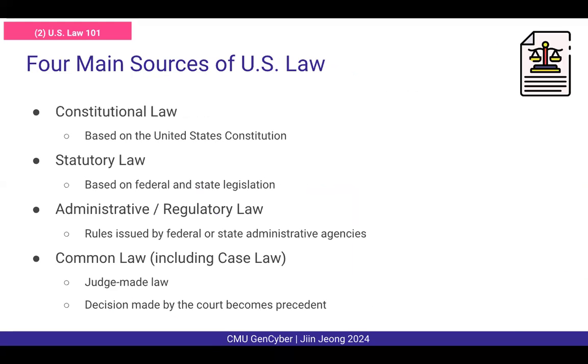So now moving over to the second part, the US law, I want to point out that there are four main sources of US law. First, constitutional law, which is based on the US Constitution. Second, statutory law, based on federal and state legislation. Third, administrative or regulatory law, which are rules issued by federal or state administrative agencies. And finally, common law, including case law, which are judge-made law.